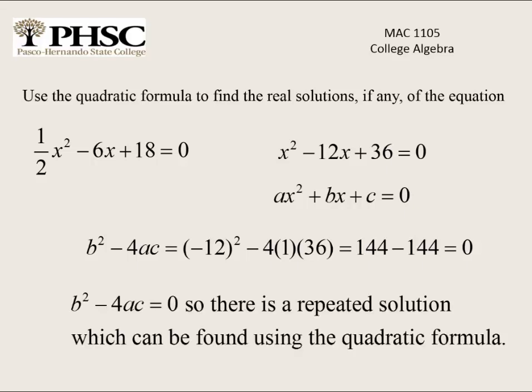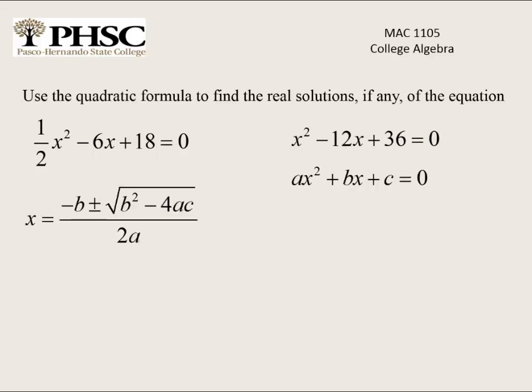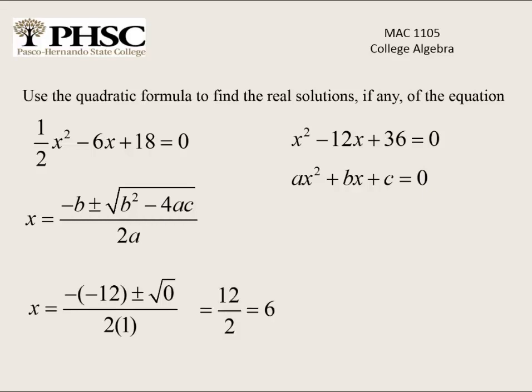Since it's equal to 0, there is a repeated solution. This is the one that has the multiplicity of 2. So I'm going to go ahead and find that. Using the quadratic formula, I plug in the values that I have for a, b, and c. Then I get 12 over 2, which equals 6. So my solution set is just 6.